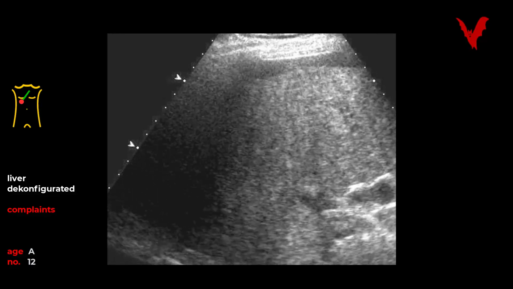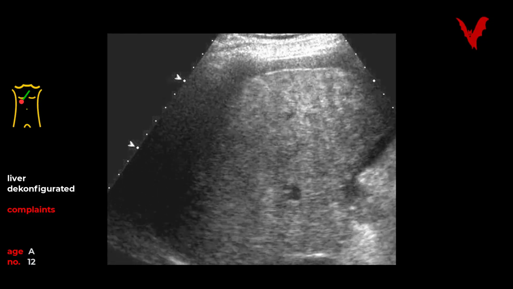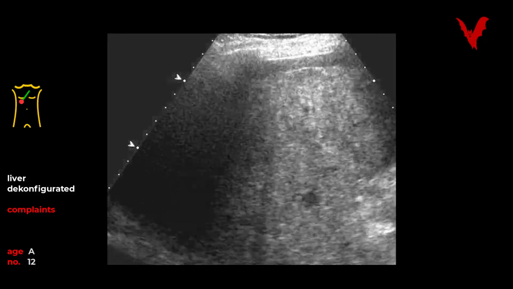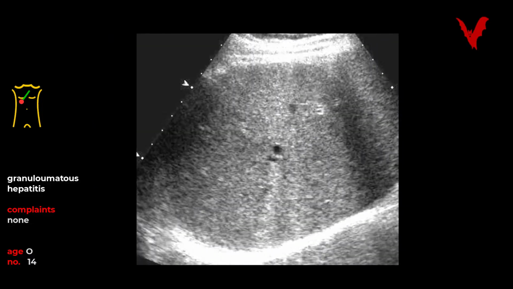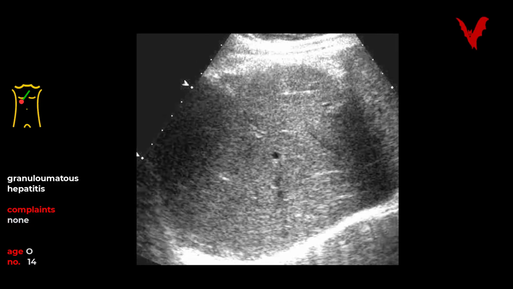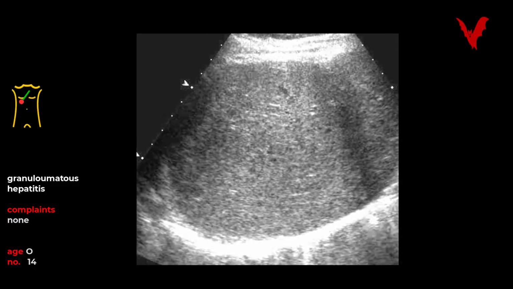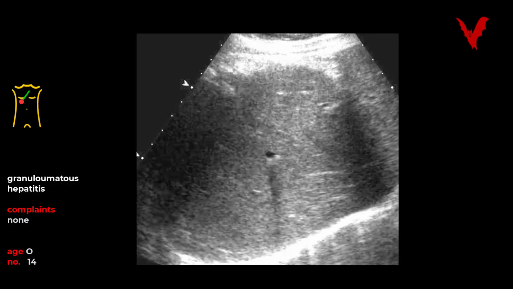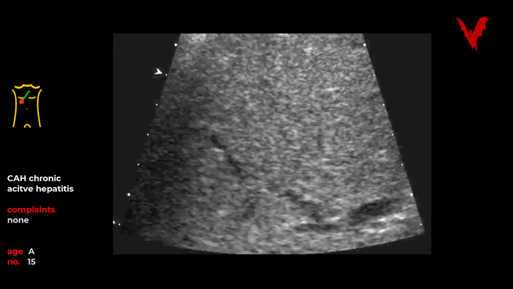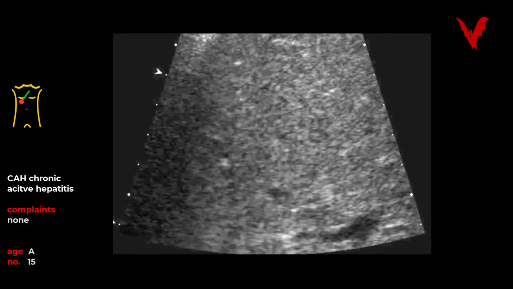Rounded margins of the organ indicate an increase in volume. This in figure 13 was really dramatic, an acute liver failure leading to the patient's death. Following BCG vaccination, this diagnosis in figure 14 was based on histology, as well as here in case 15.